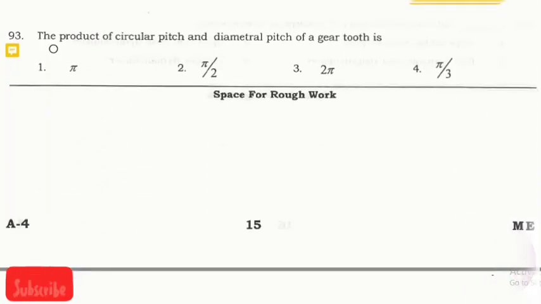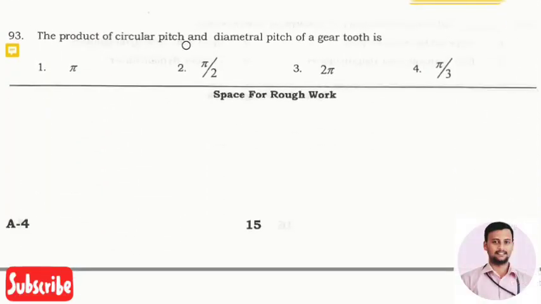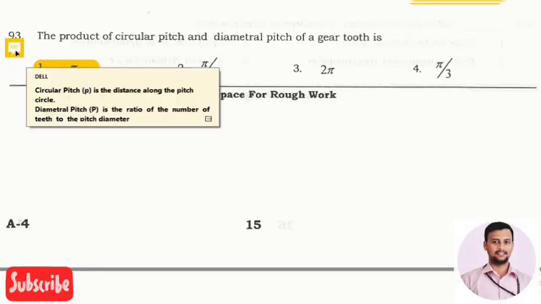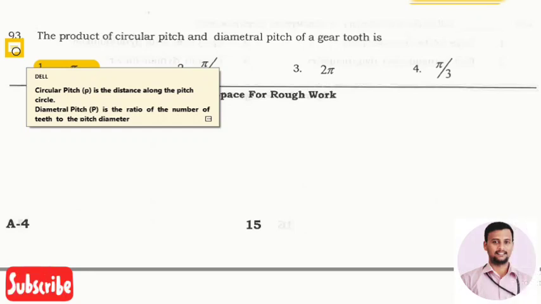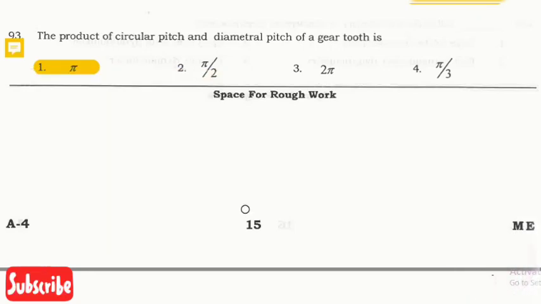And the next question is: the product of circular pitch and diametral pitch of a gear tooth is? The right answer is option 1, that is pi. So the product of circular pitch and diametral pitch is equal to pi. So what is this circular pitch? It is the distance along the pitch circle. What is this diametral pitch? It is the ratio of number of teeth to the pitch diameter.